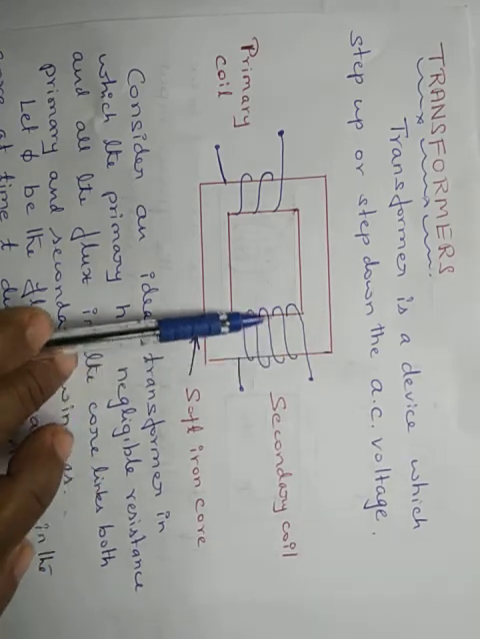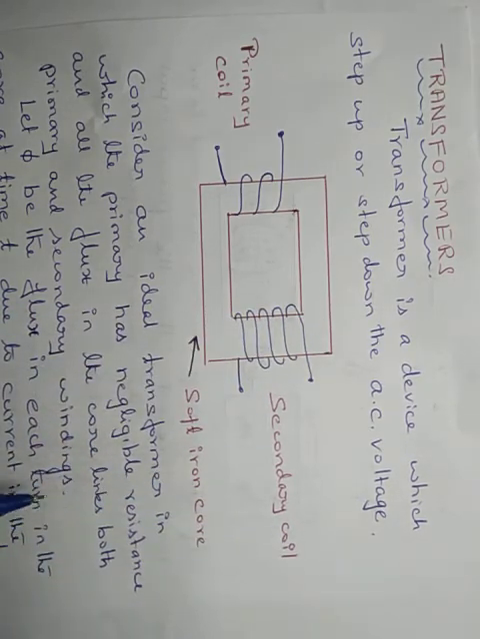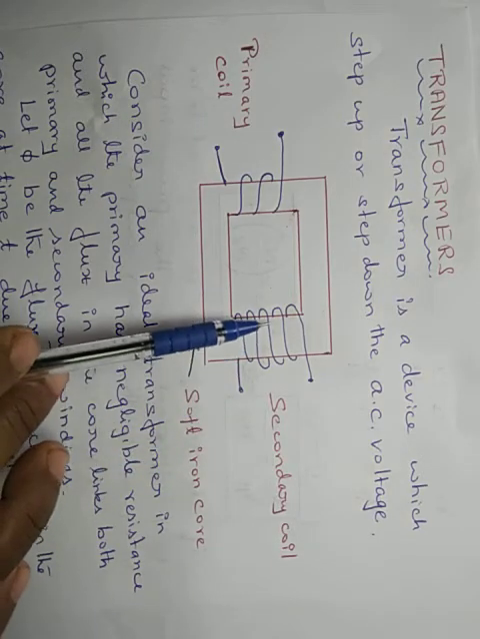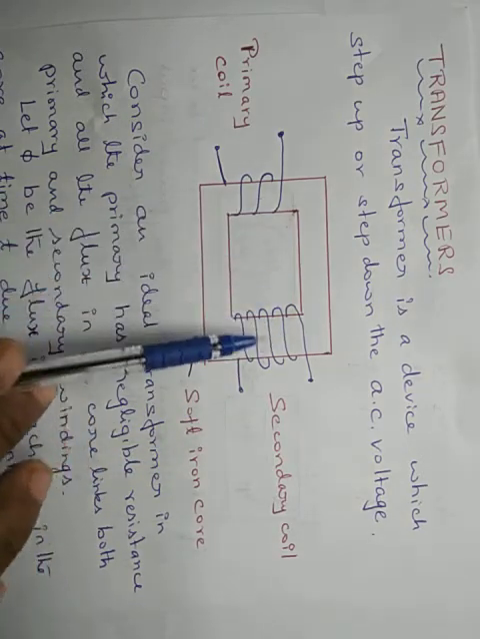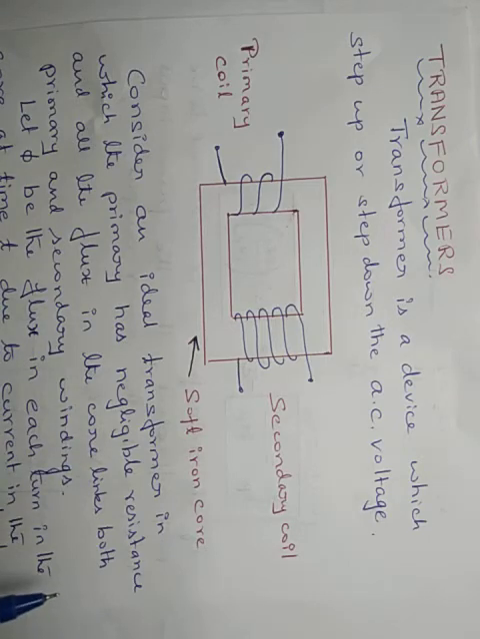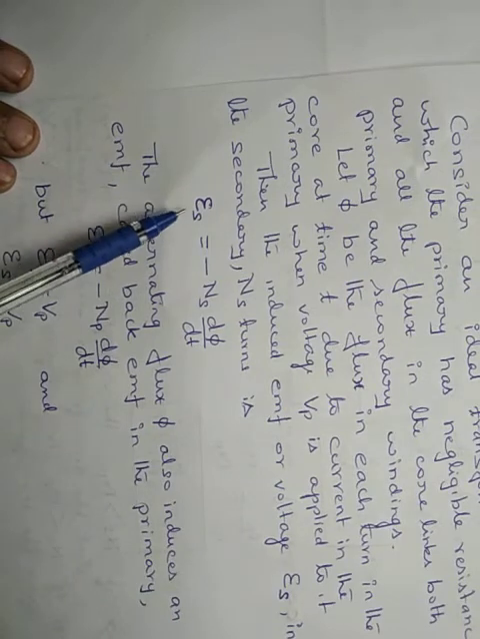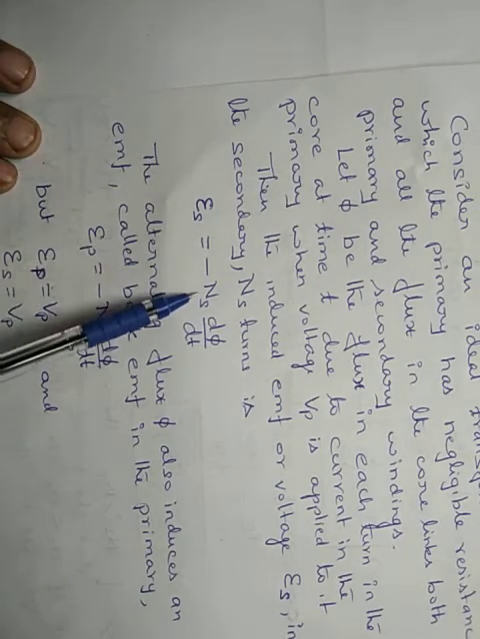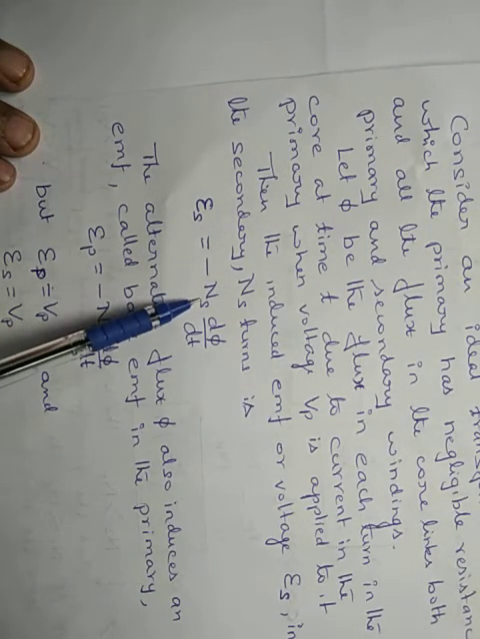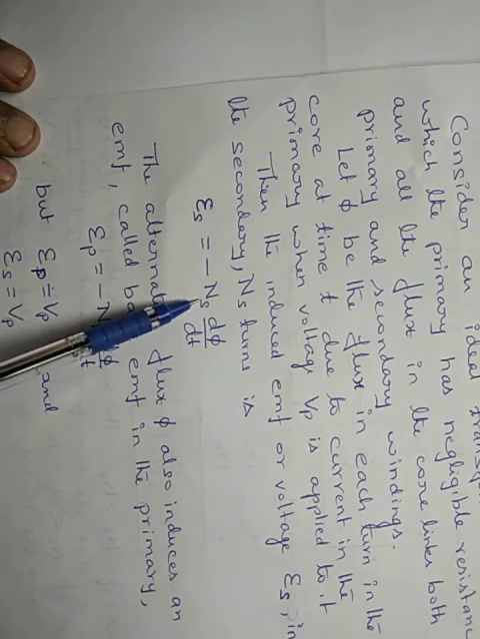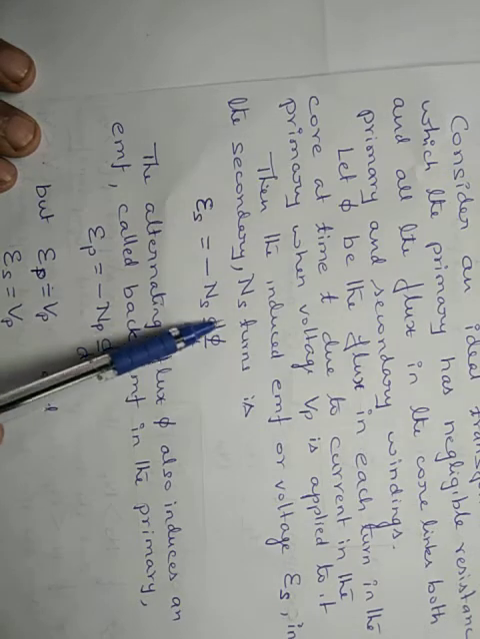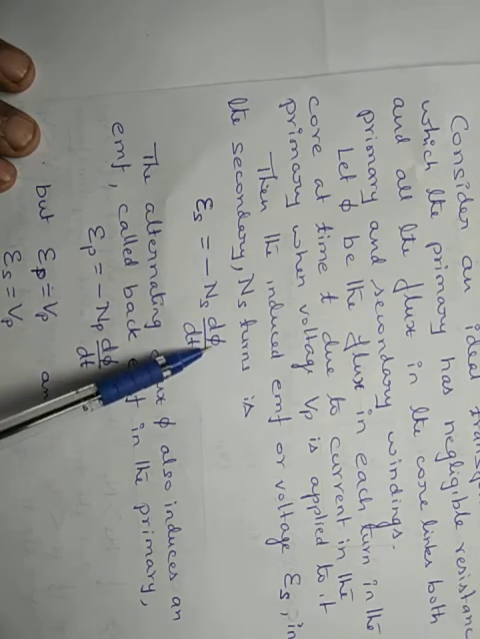If we increase the number of turns, we get more voltage. So, voltage directly depends upon the rate of change of flux as well as the number of turns. That is according to Faraday's law. The induced EMF is directly proportional to the number of turns. If we increase the number of turns, we get more voltage, and it also depends upon the rate of change of flux, where phi is the magnetic flux here.